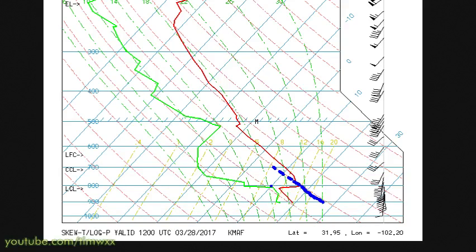Then I'm going to use a mixed layer for this bit of moisture here. That'll give me an LCL about right there, and then our lifted parcel will look like that. So, pretty good CAPE there. That's going to be about 2,000 CAPE.